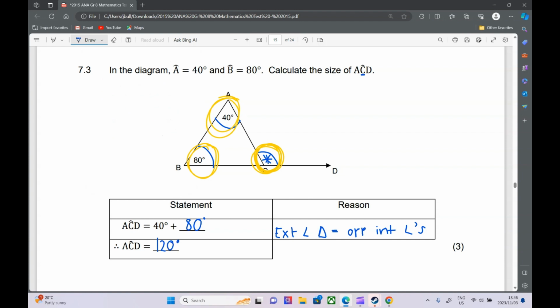There we go. You could work this out in different ways, so you could work it out with angles on a straight line and interior angles if you wanted, but this is just a really short reason, and we can kind of see this is what they wanted here.